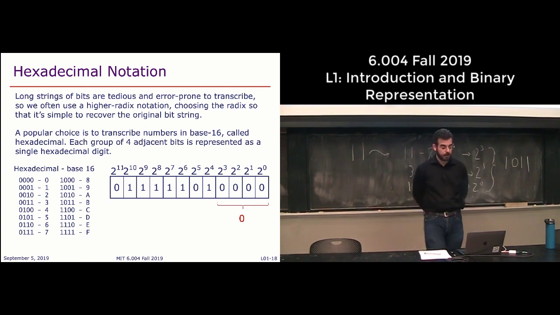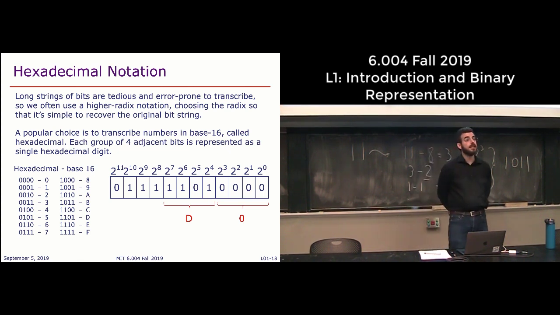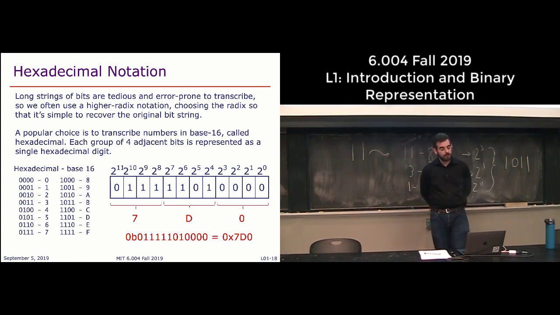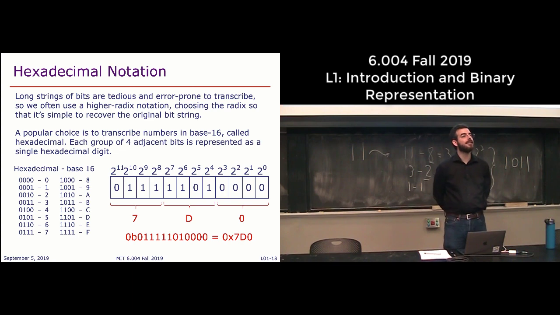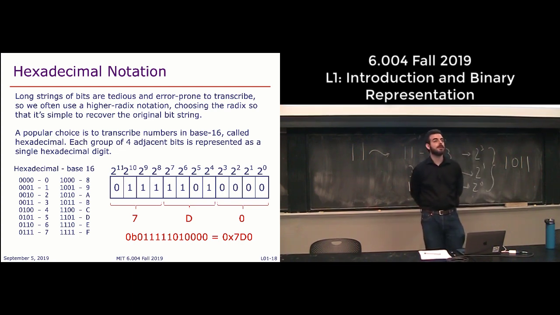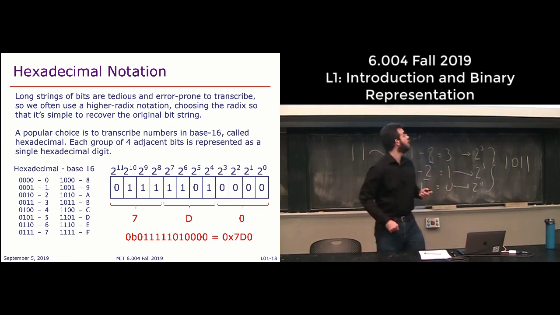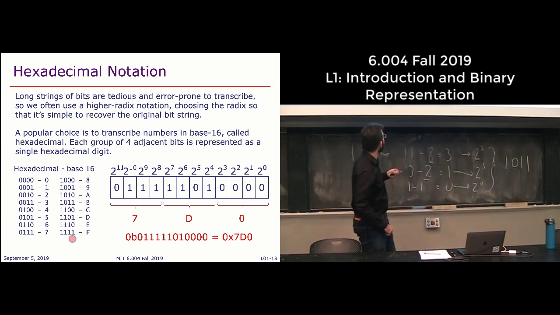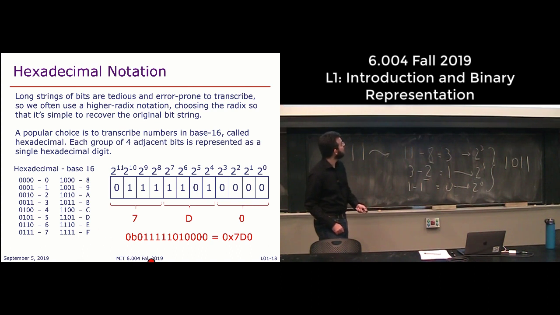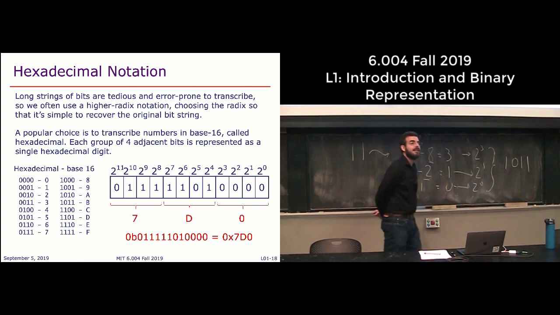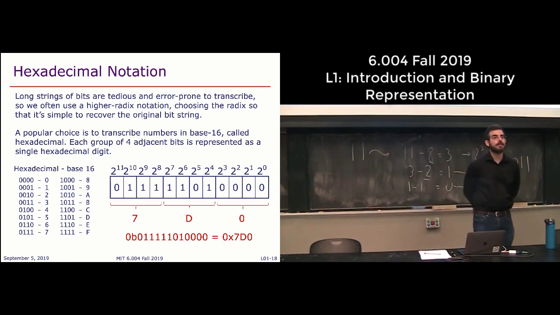So you have 0, 0, 0, 0, that's hex digit 0. 1, 1, 0, 1, that's hex digit D. And then 0, 1, 1, 1, that's 7. So you can encode this number in hex as 0x7D0. And just a note on bases, we're going to use the notation 0b and 0x to denote numbers in binary and in hex, respectively.